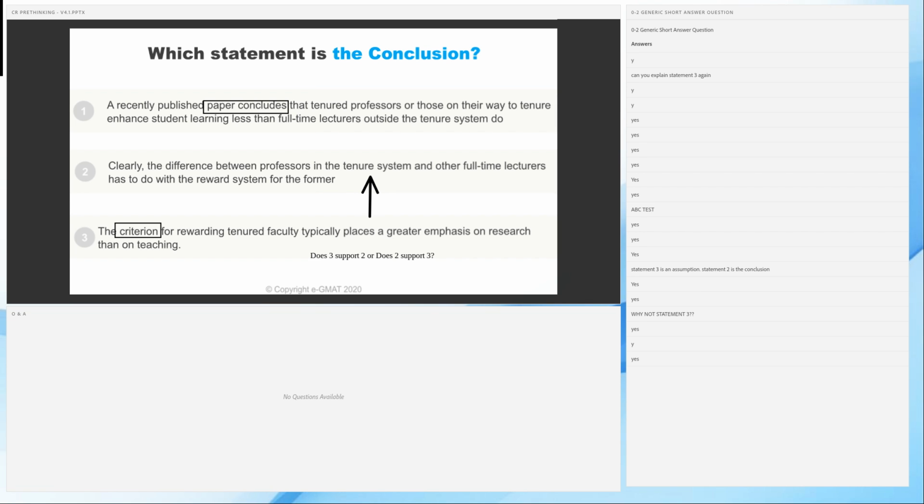3 is not an assumption. An assumption is an unstated idea. Remember, this one's a stated idea. 3 is a premise. Since 3 supports 2, which means 3 is written to make 2 more believable, 3 cannot be the central idea, right? If 3 is written to support something else, then that something else could be the central idea of the argument. Definitely not 3.